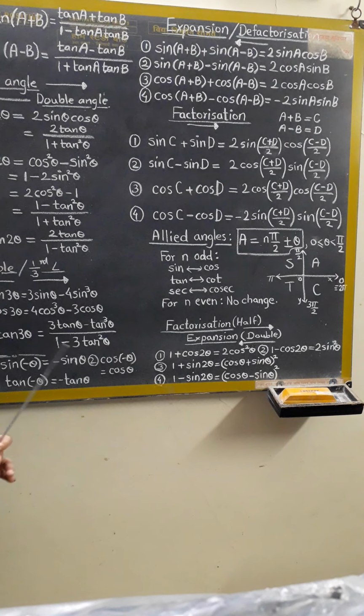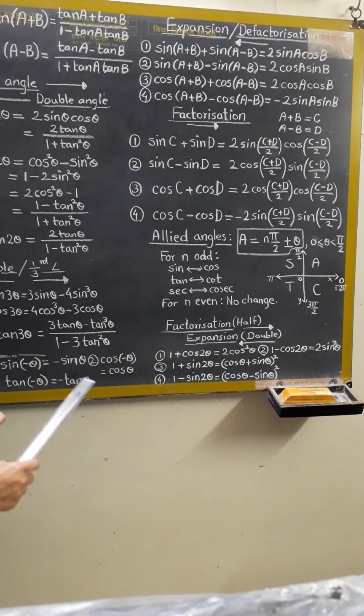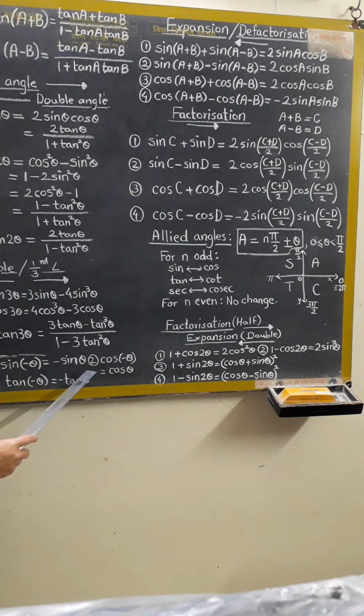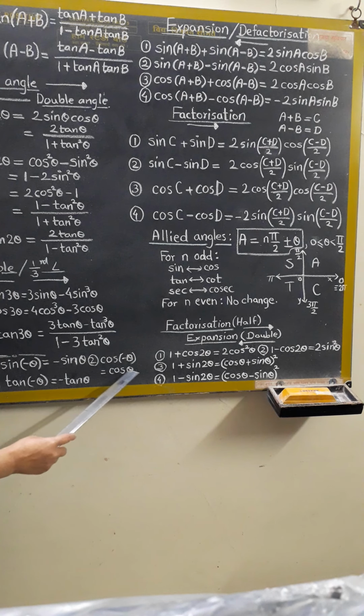Hello friends, so we have come back for the remaining formulas of trigonometric functions. The sine of minus theta is nothing but minus sine theta. Cos of minus theta is cos theta. Tan of minus theta is minus tan theta.